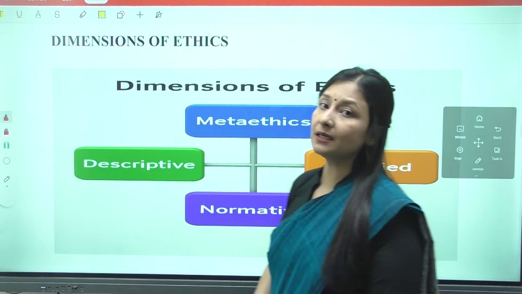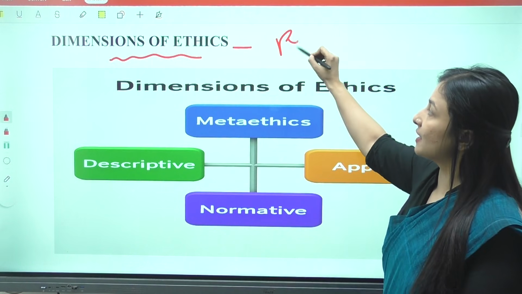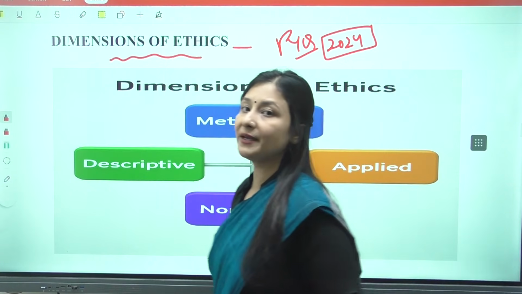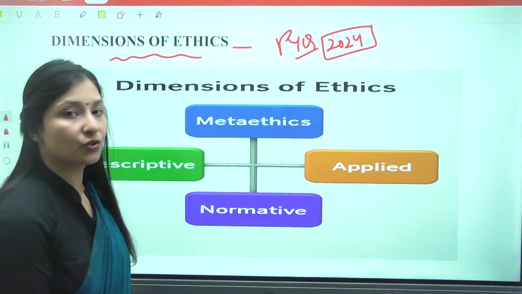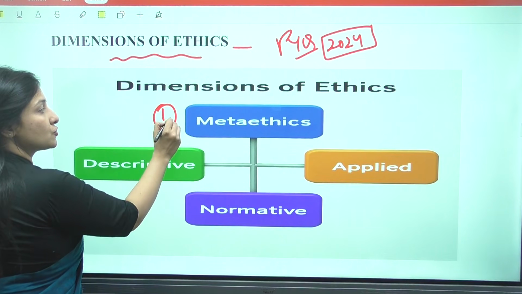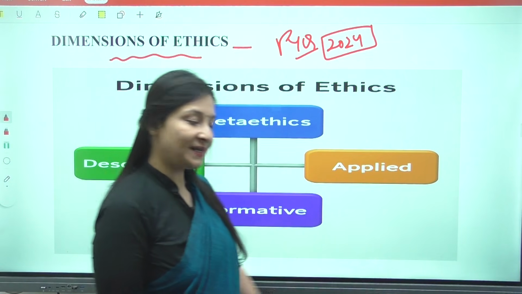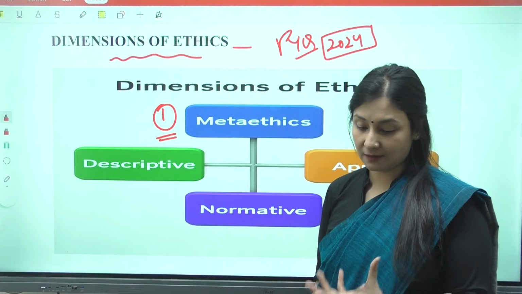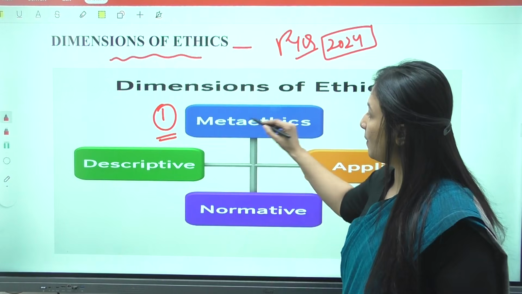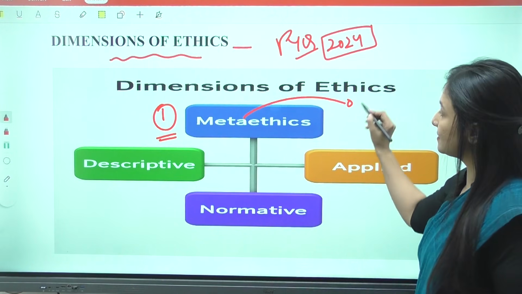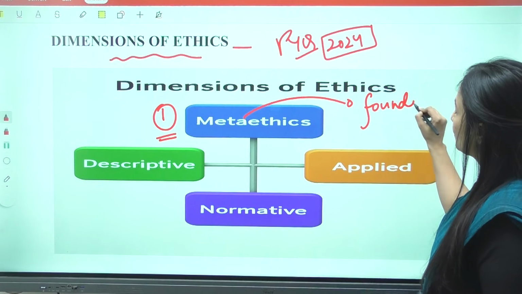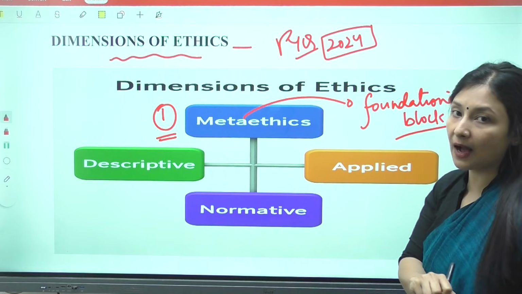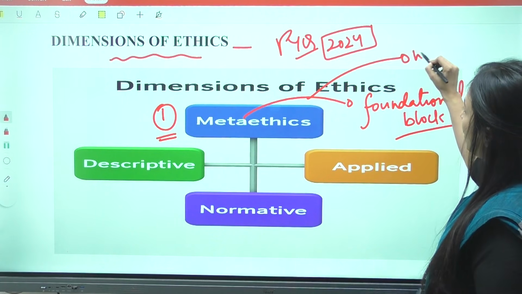Now, understand, in the dimensions of ethics, UPSC itself asked a question in 2024 in detail: what are the key dimensions of ethics. So there are 4 key dimensions. The first dimension of ethics is known as meta ethics. Meta means, whenever there is a building, there is a foundation stone which is kept. So meta is that. Meta is the essence, or you can say the foundational building block of ethics. Here I will be discussing what is justice.